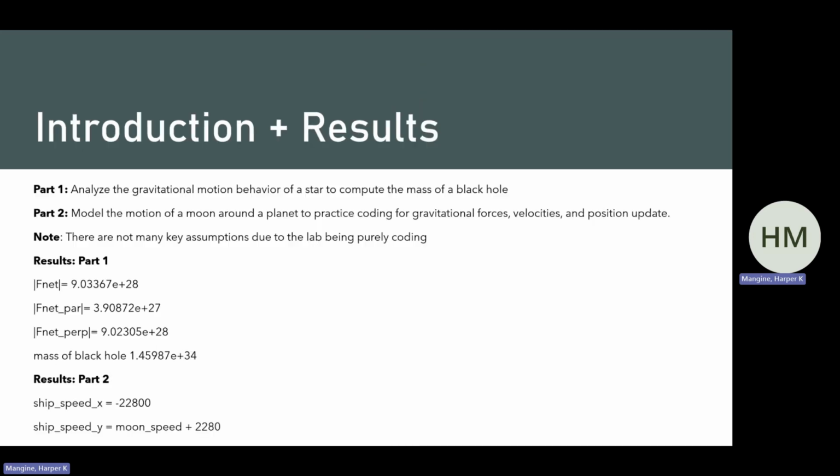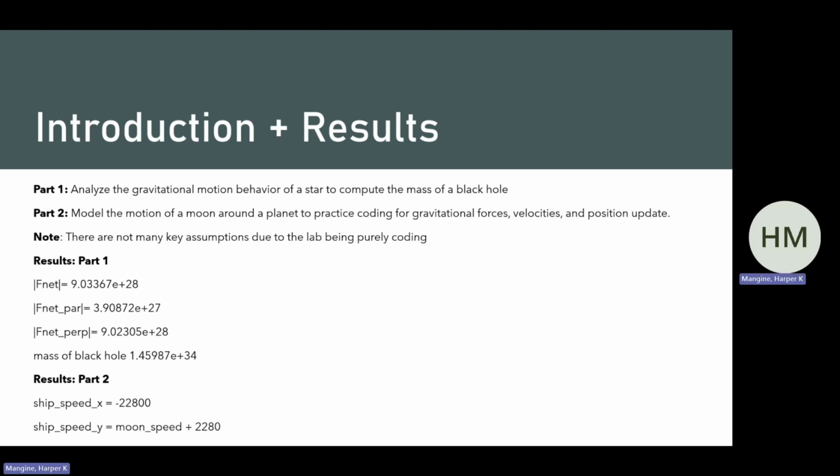So, introduction and purpose. The purpose of part 1 was to analyze the gravitational motion behavior of a star to compute the mass of a black hole. And the purpose of part 2 was to model the motion of a moon around a planet to practice coding for gravitational forces, velocities, and position update. We also had a little spaceship that we had to calculate initial velocities for.